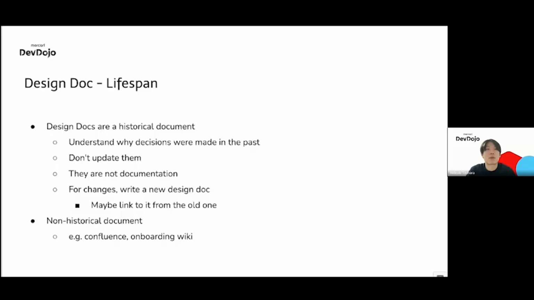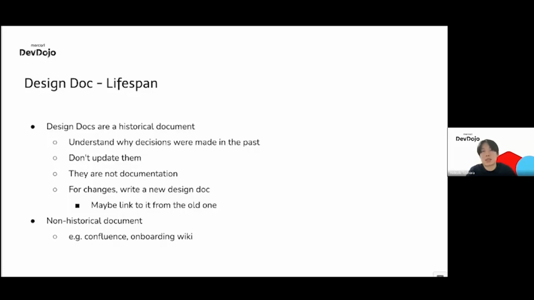Then you can understand through tracking that you can make certain changes and it would be okay. So there's no need to constantly renew the design doc, but use it to understand historical decisions. When there are changes, we would like you to write a new design doc.